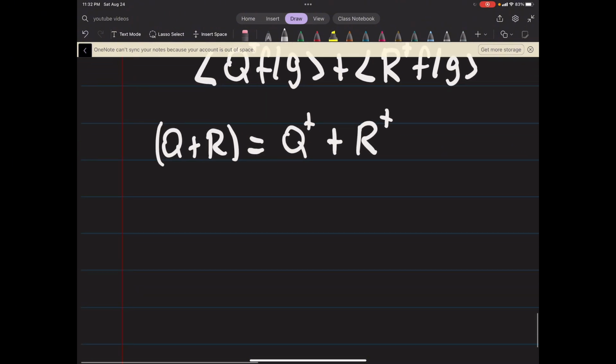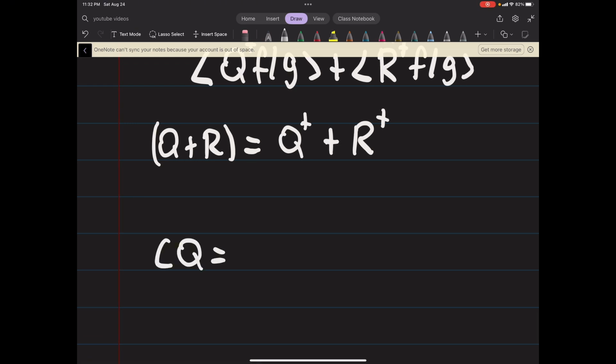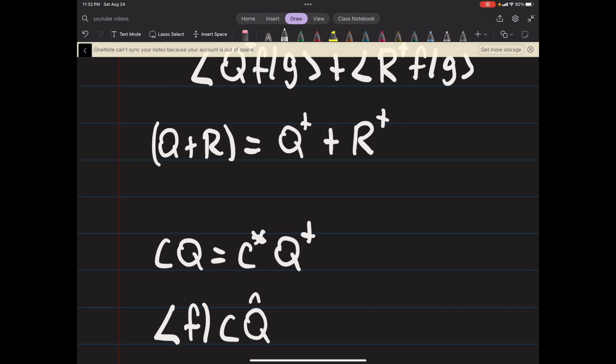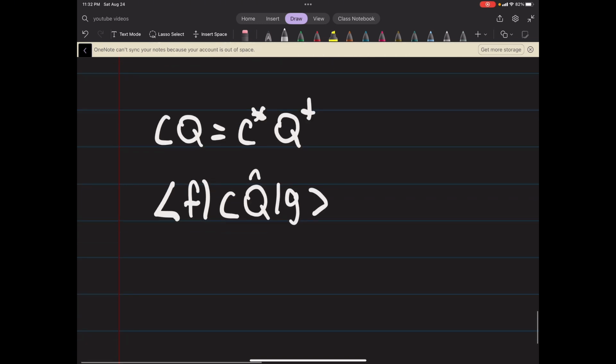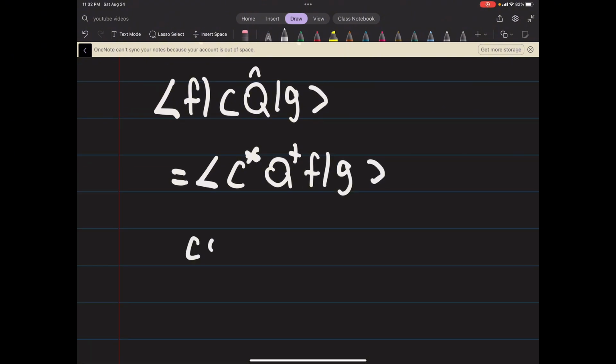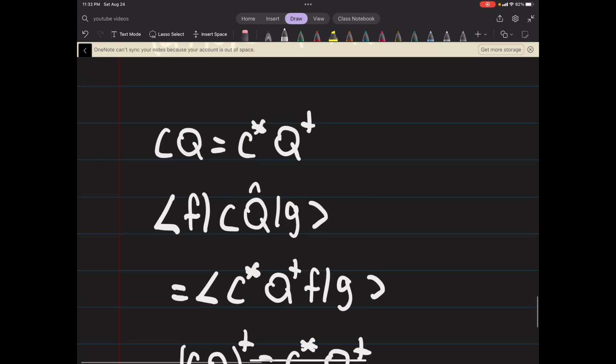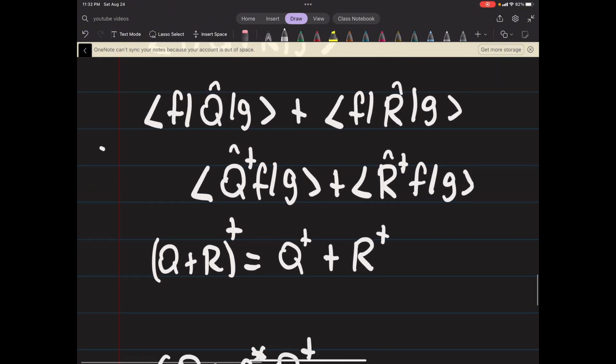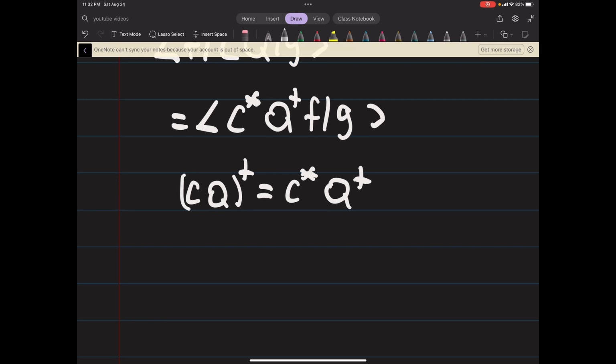And then the last one to show is that the Hermitian conjugate of cQ equals c complex conjugate Q dagger. So again, we have F, some constant c, and then Q on G. So this is just going to be c star Q dagger F on G. So this Hermitian conjugate is just as such. I think I should have put this down here as well. Okay, so that proves those parts.